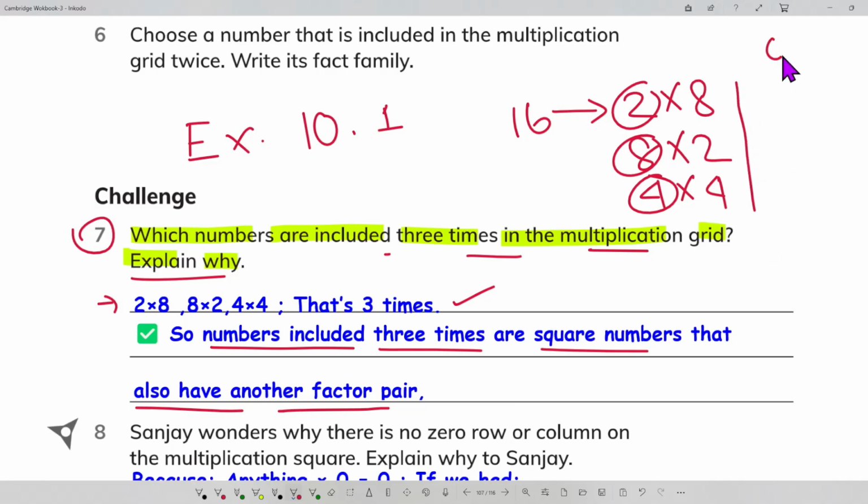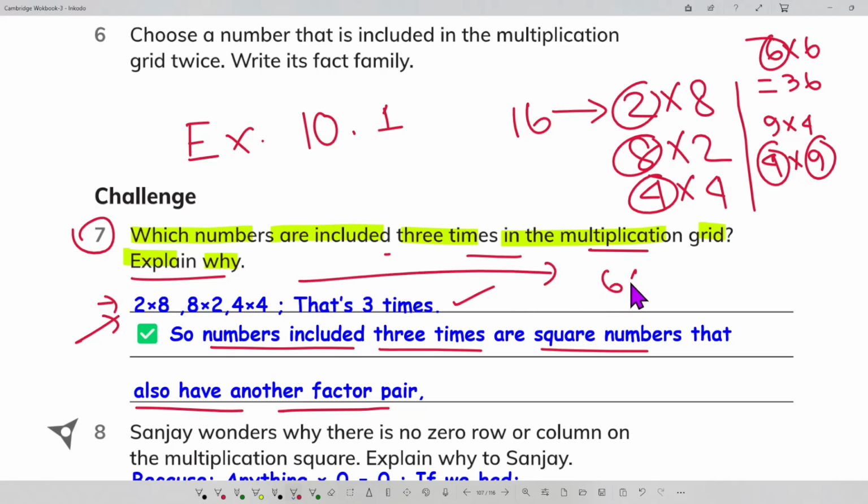This is also a square. 6 times 6 is 36, and this 36 we can also get by 9 times 4, and also 4 times 9. So the 4 times table, 9 times table and 6 times table. So we can write 6 times 6, 9 times 4 and 4 times 9. This is also 3 times in the multiplication grid.